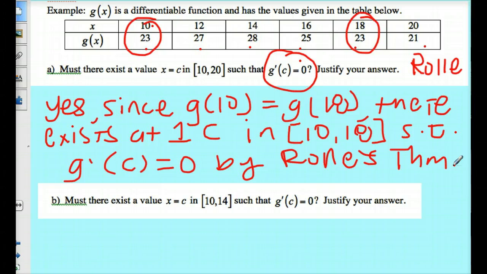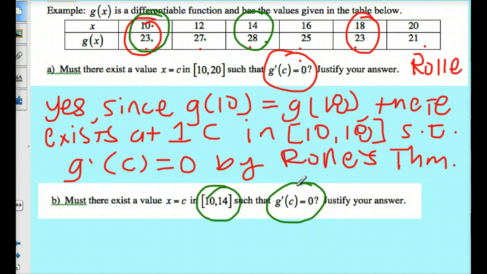So let's go ahead and take a look at part B. It says, must there exist a value x equals c in between 10 and 14, and be clear, 10 and 14, such that g prime of c is equal to 0. So now I have to cut this down and look from 10 all the way to 14. The values I have are 23, 27, and 28. Once again, g prime of c has to equal 0, so I still have to use Rolle's theorem. But what we notice is none of those three numbers are the same.